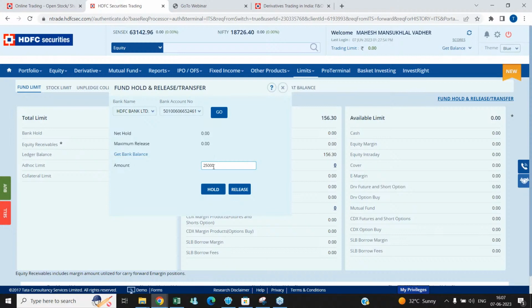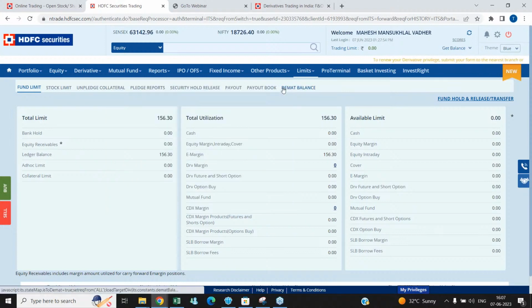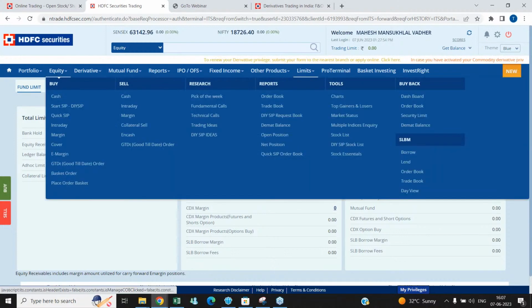So 25,000 is required for this strategy to be executed. So I transfer this 25,000 and click on hold. So it will get transferred from your bank account to your trading limit. So this is the first step which you need to do. First you need to transfer the fund from your bank account to your trading limit. Post that, under equity, there is a basket order functionality.